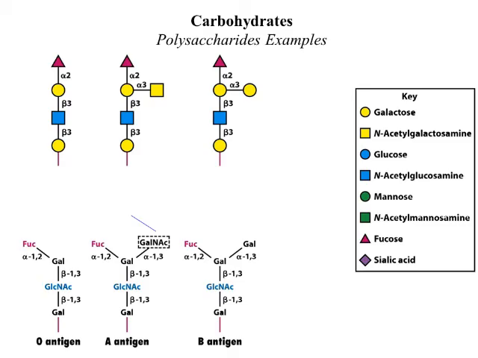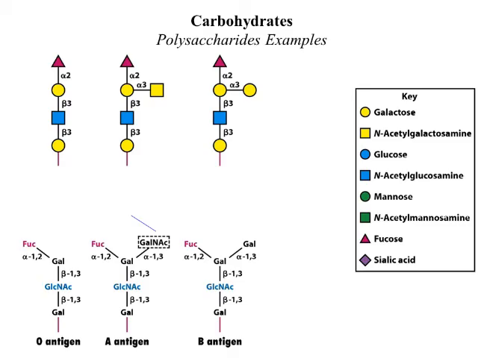Okay, blood type. Our blood type is based on carbohydrates. If you take the wrong blood, what happens? You die. All right? We have three antigens. We have O, we have A, and we have B. Okay? We have a combination of those.